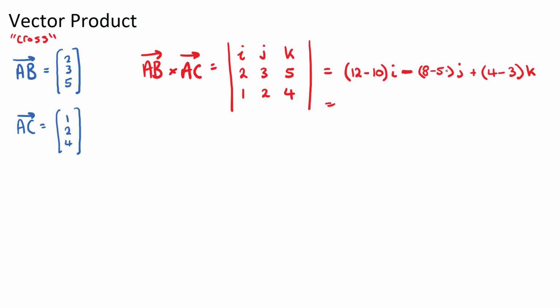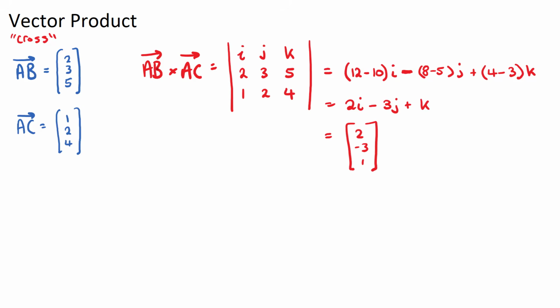Alright, so now let's find our final answer. 12 minus 10 is 2i, and then we're going to have minus 3j and plus 1k. And we could write our vector as (2, -3, 1). Okay, so that's how we do the vector product. Hopefully you followed those steps.